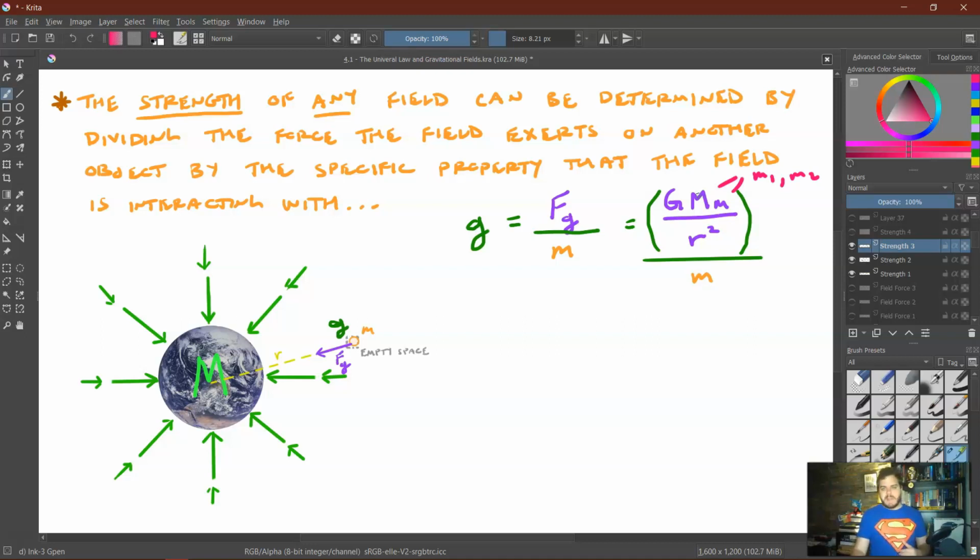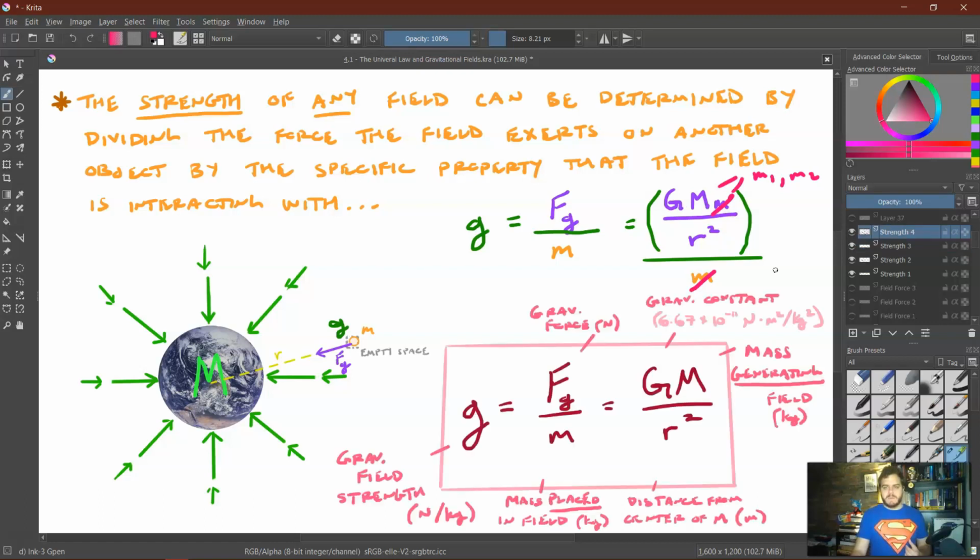Well, if we look at this now, G and M and r squared, they're all good, but the little m's cancel out. And what I really end up with is G big M over r squared. And in fact, this is the equation for the gravitational field strength. So we have really two different forms of it. The gravitational field strength, which note, is in newtons per kilogram. We're going to get there in just a second. So newtons per kilogram is equal to the gravitational force on an object in newtons over the mass placed in the field.